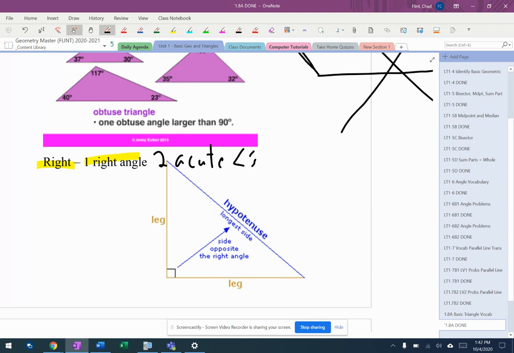or whether it's acute. Okay, now the right triangle, I threw hypotenuse on here because we want to make sure that we know that it's opposite the right angle. We're going to come back and do a whole unit on right triangles later in the year. So we'll talk about right triangles again in depth. For right now, we just got to know that it's got one right angle.